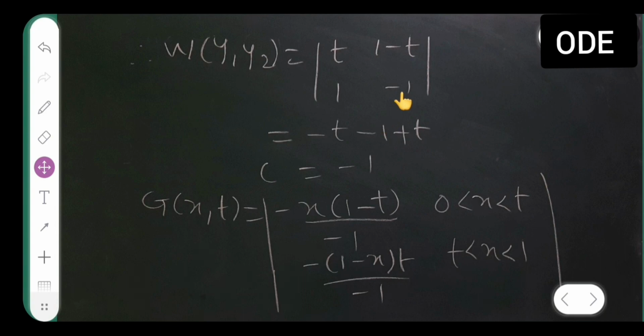Now this is equal to what? Minus t. Now this is what? Minus 1 plus t. Now what will happen? This minus t and this plus t will get cancelled. What will remain is minus 1. Okay, c is equal to minus 1.